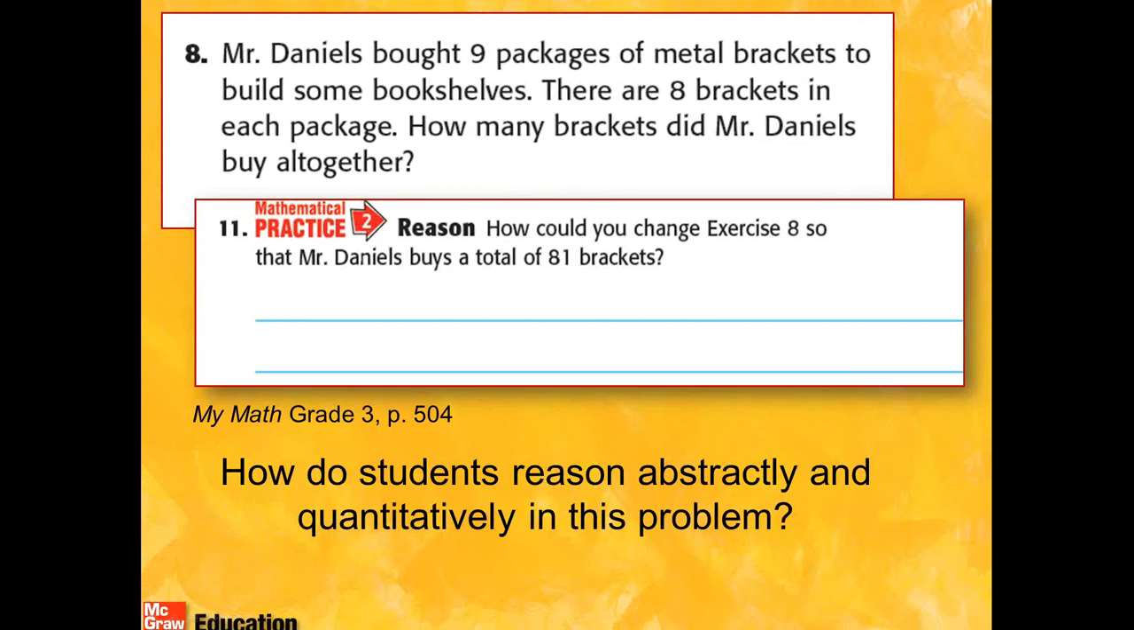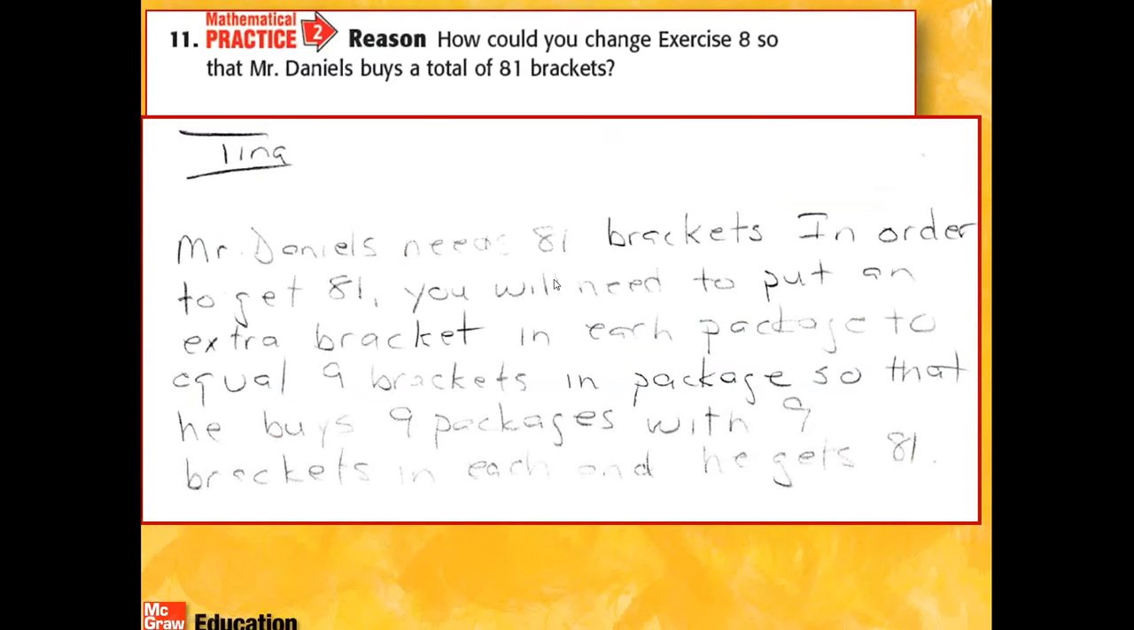Daniels buy altogether? So as we think about the mechanics, the computation of it, we know that the students will multiply the 9 times 8. And then the question they're asked is, how could you change it so that Mr. Daniels buys a total of 81 brackets? Well, let me share with you some students' work again. Go back to Tina.